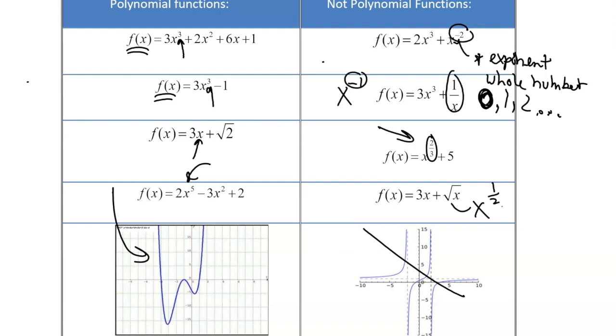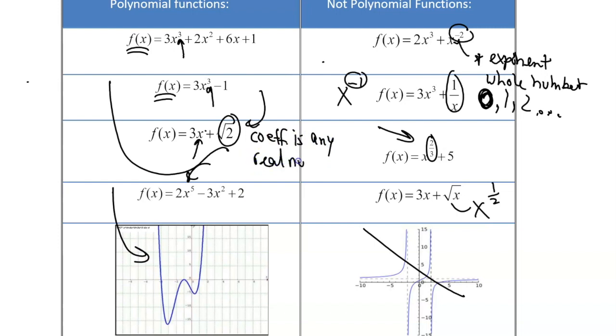Take a look at what you have in terms of the coefficients. For some of these examples, let's actually look right here. Here's the root 2 for something that falls in line with a polynomial function. Your coefficients are allowed to be any real number. And the square root of 2 might sound like something that could be off, but you're allowed to have a coefficient that is any real number.